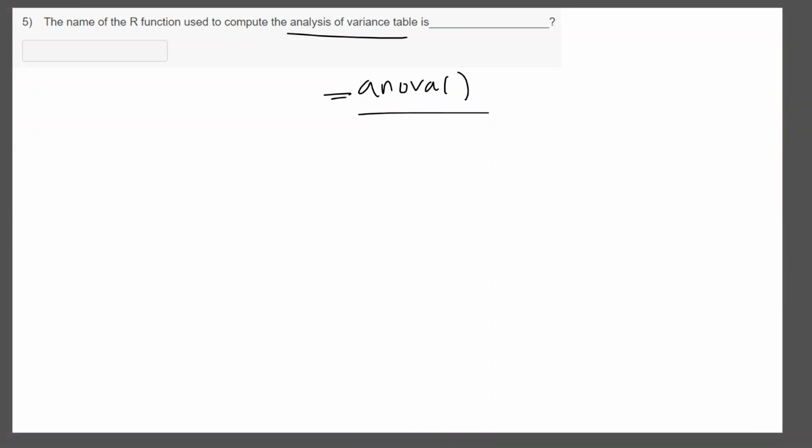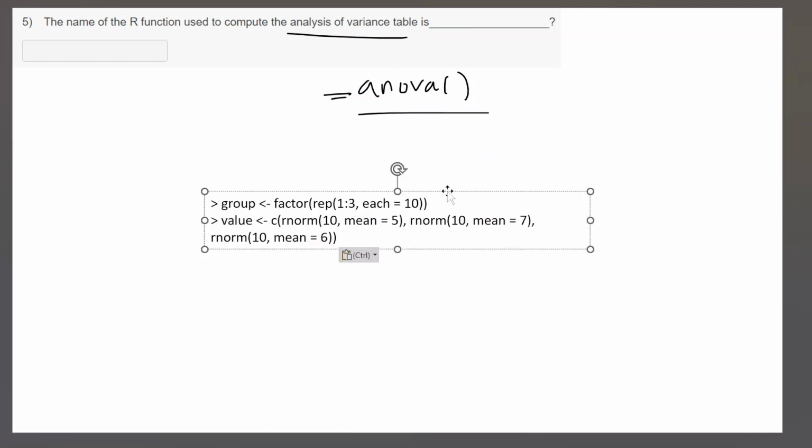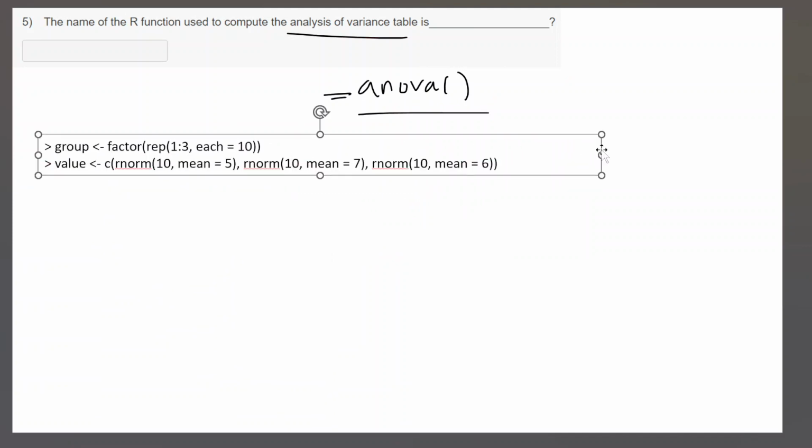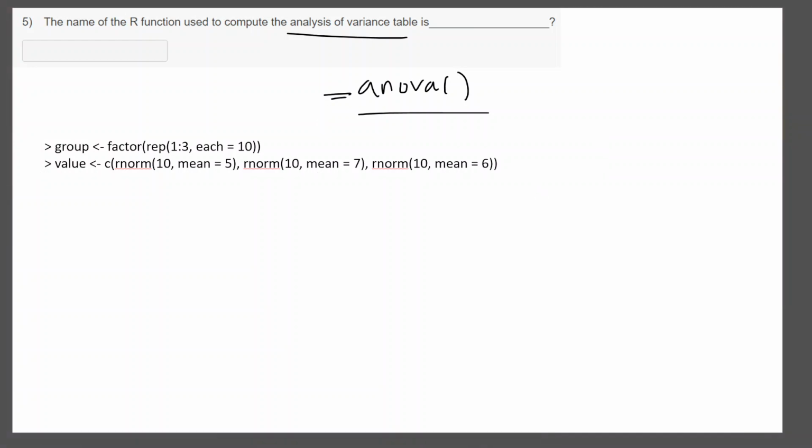We have taken three groups with each 10 values. Each group follows a normal distribution: the first has mean 5, the second mean 7, and the third mean 6. Then we come to the data.